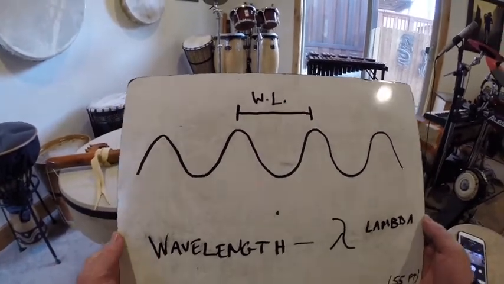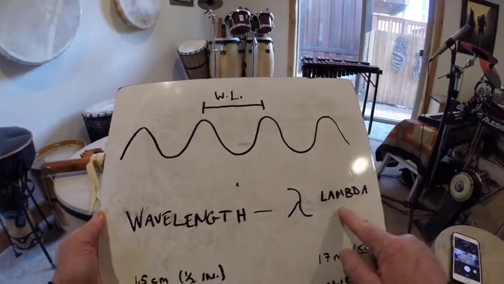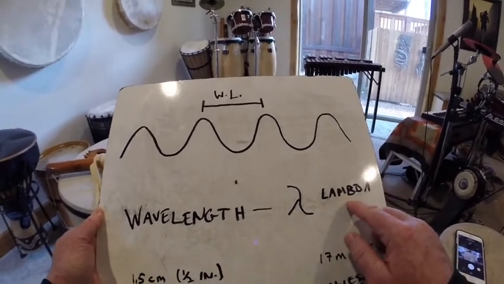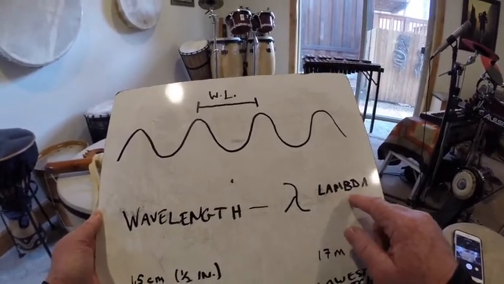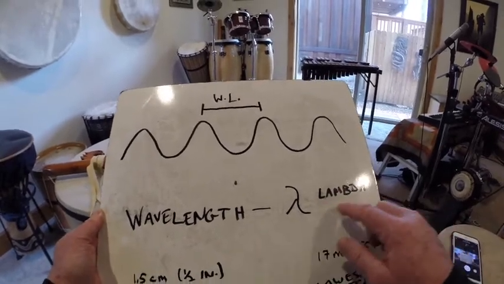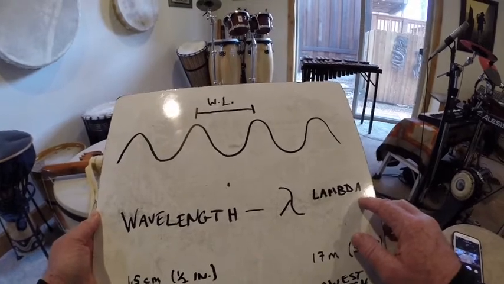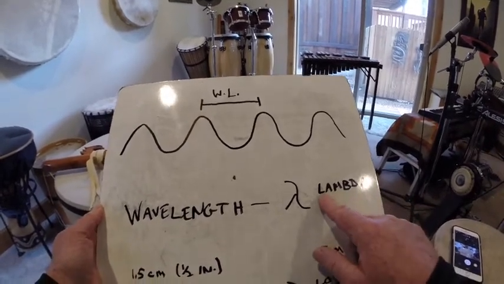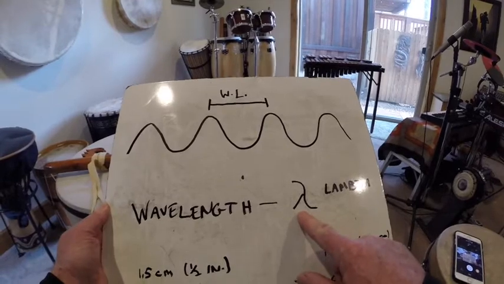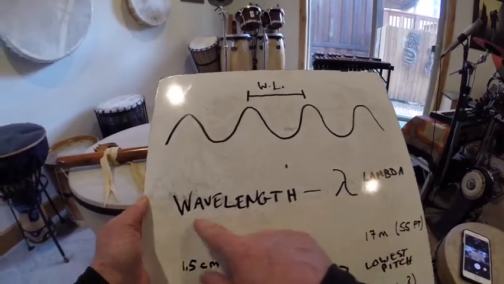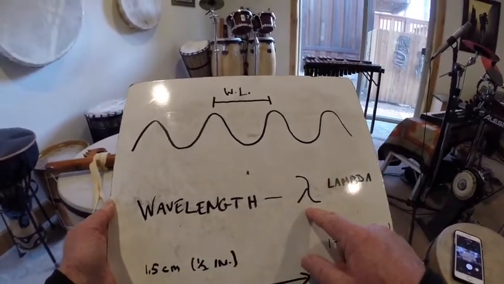Now in physics, we use a Greek letter called lambda. L-A-M-B-D-A, lambda. It's equivalent to our letter L, and a capital lambda looks just like the letter L, but this is the lowercase lambda, which we use to represent wavelength. It's the symbol for wavelength in physics.